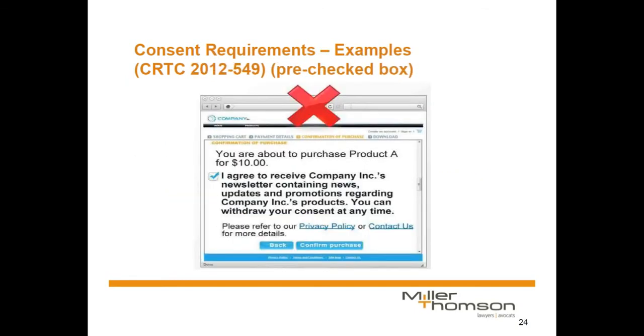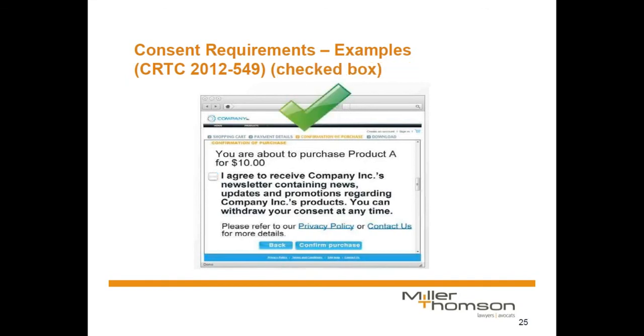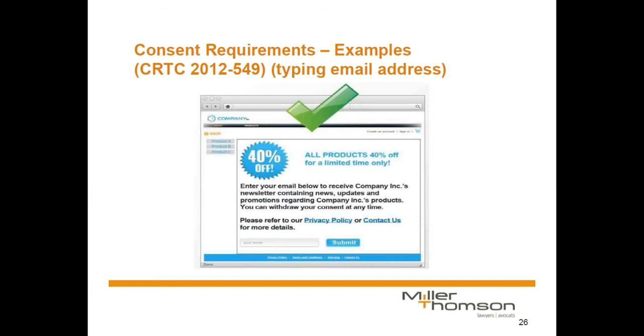So pre-checking the box is not permitted. Having a click box to actually have the customer make a choice is permitted. Or, as you see on this sample, you could insert your email address. That too would be a positive act of the individual giving his or her email address to you.